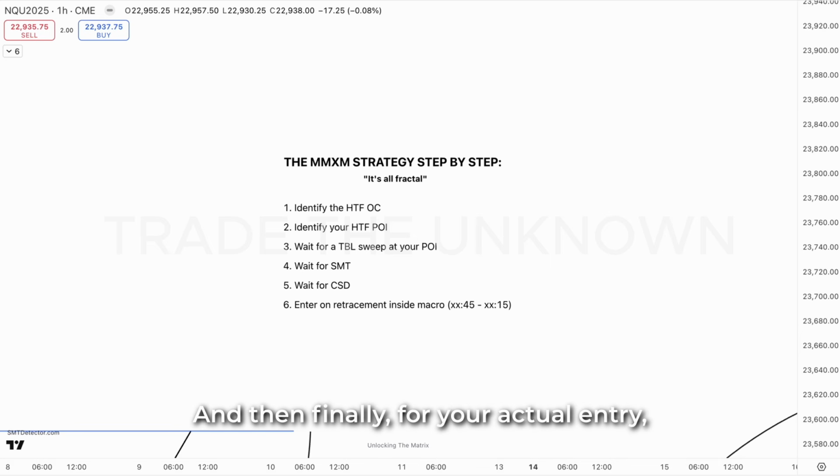And then finally, for your actual entry, we simply wait for a retracement after the CSD has occurred, preferably inside our macro times, which are from 45 to 15, which are the minute markers. So you have, for example, 9:45 to 10:15, which is probably the highest probability macro that we have inside of our New York session, especially for those who are trading futures.